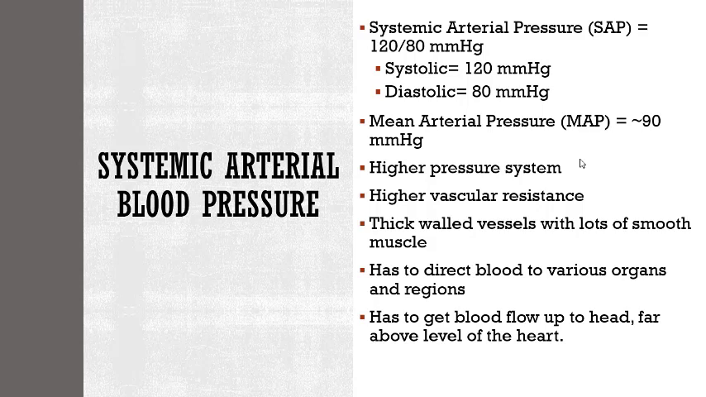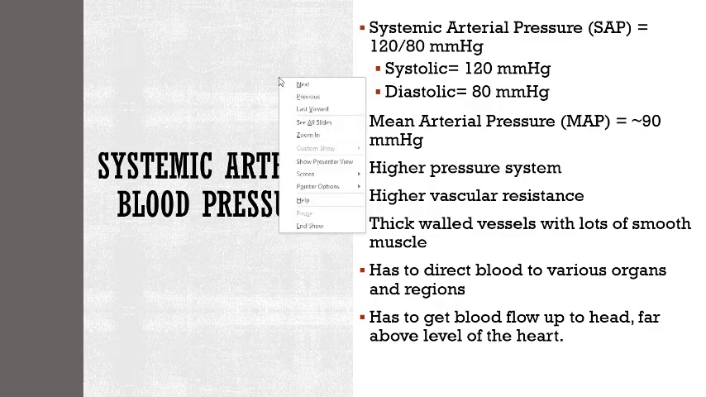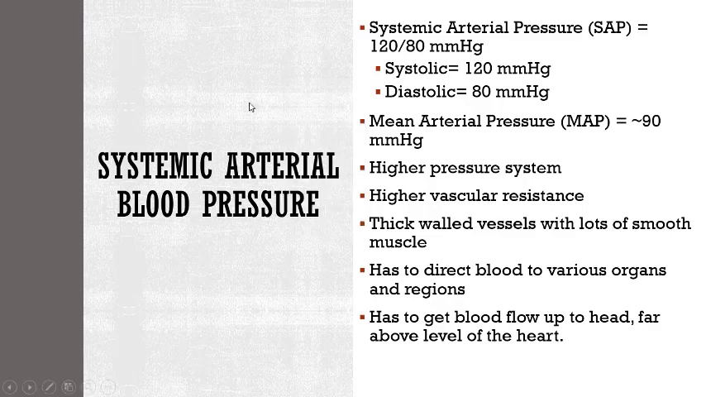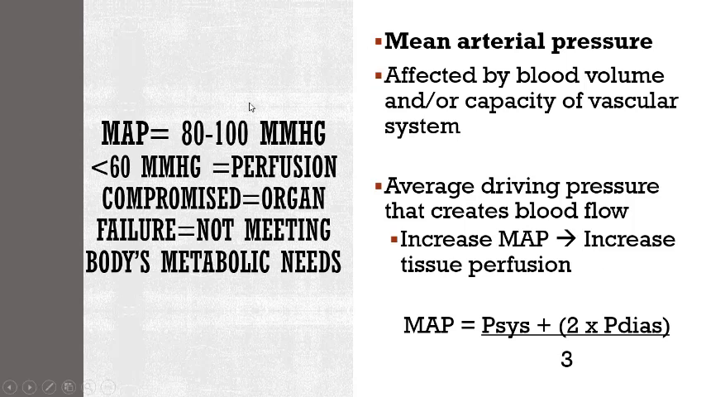And again, it's going to direct blood to all the organs and all the regions of your body. So that's why it's a higher pressure, that's why it has higher vascular resistance, and that's why it has different kinds of blood vessels than your pulmonary system. It's got these thick-walled vessels that can constrict and dilate to alter blood flow, all with the goal of keeping your perfusing pressure adequate.